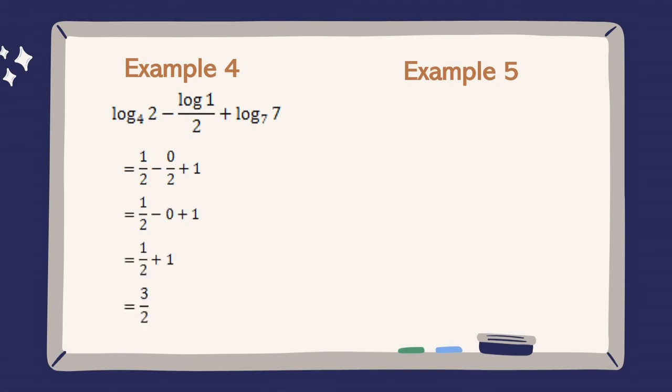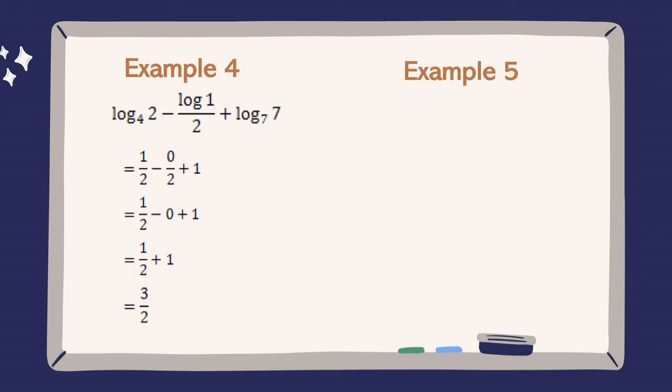For example number 4, we have logarithm 2 to the base of 4 minus logarithm 1 over 2 and logarithm 7 to the base of 7. The same as the other example, the constant will remain and we will determine the rules. The rules here are the logarithm of a to the base of a^x equals 1 over x, zero exponent rule, and identity rule.